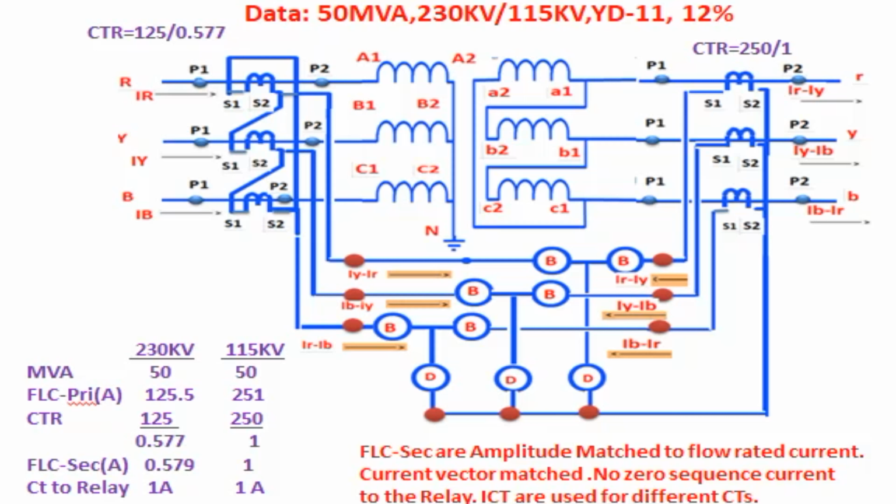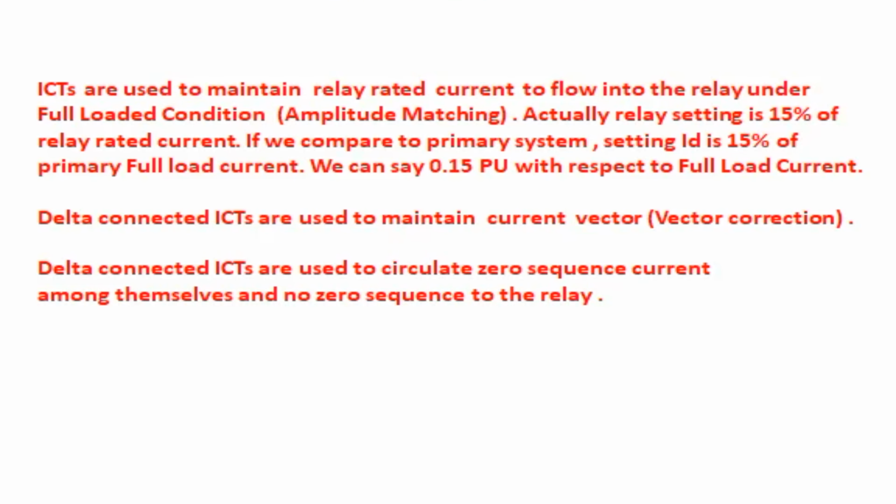That is, for 1 ampere, 20% of the current will flow into the differential coil at the time of full load current. If the relay setting is 0.15 ampere, the relay may maloperate. That is why the bias characteristic is introduced in the relay. That is, if the bias current is more, you need more differential current to operate the relay. ICTs are used to maintain relay rated current to flow into the relay under full loaded condition.